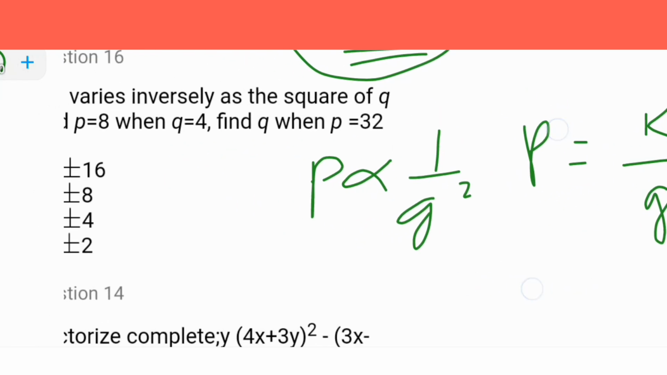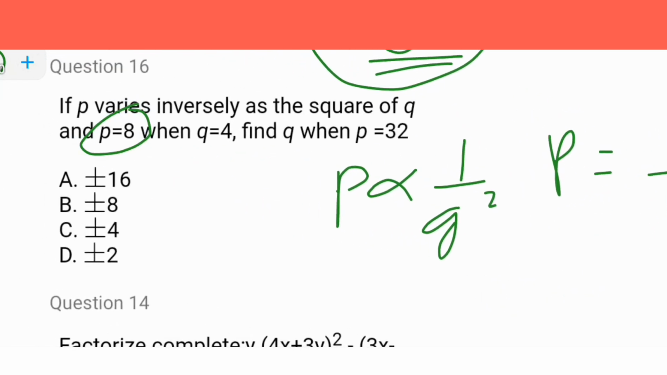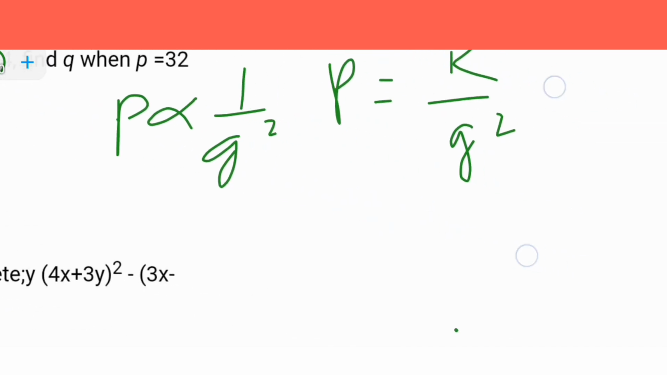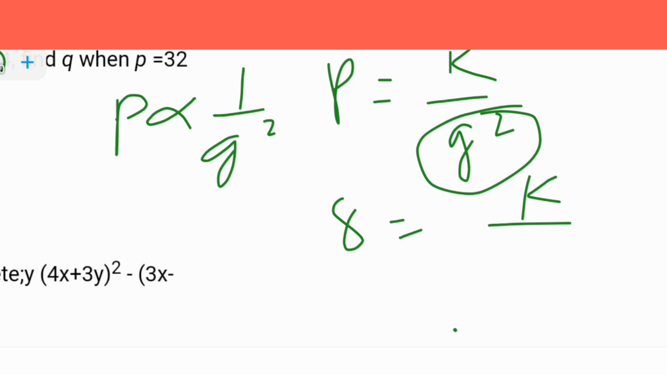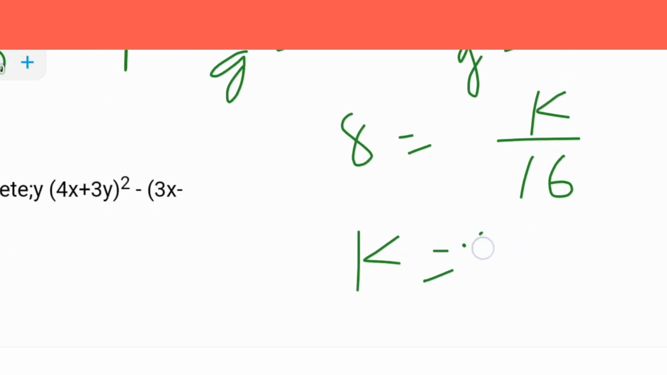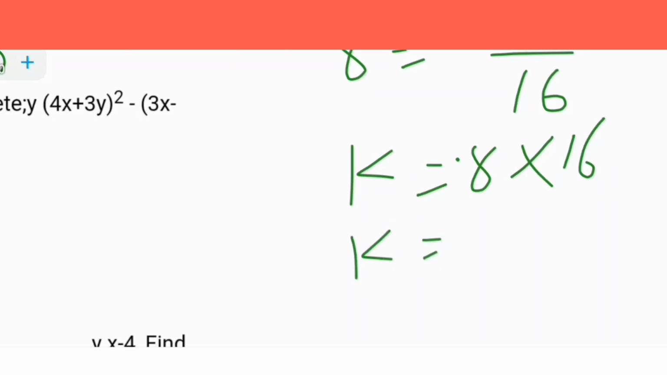So from here, you can put your initial values. So P is 8 and Q is 4. These are the first values. So just come here and put them here. So P is 8, Q is 4. So that will be K over, so Q is 4. So 4 times 4, that will be 16. So K will be 8 times 16. So if you press that, you're going to get K is 128.